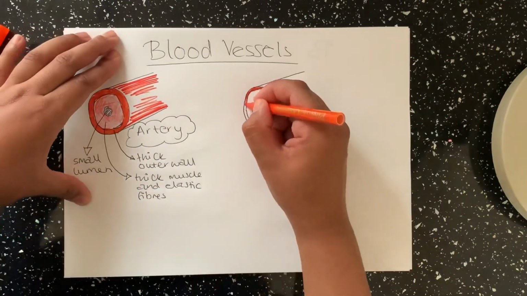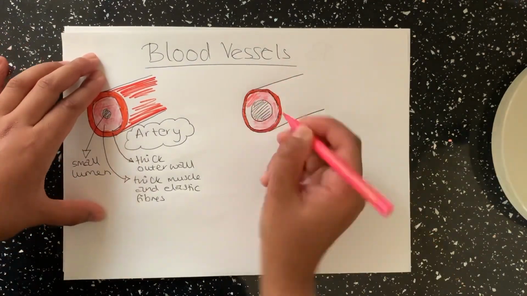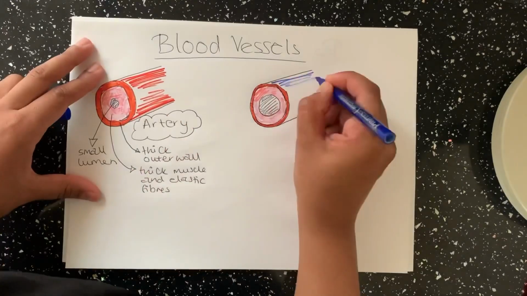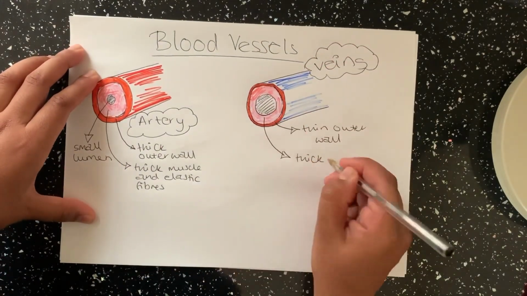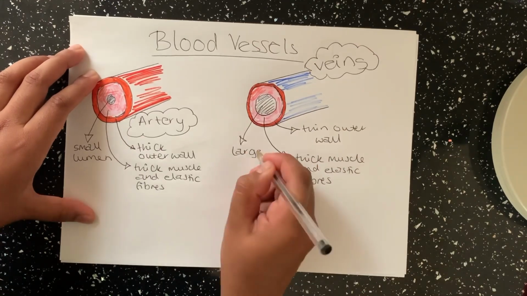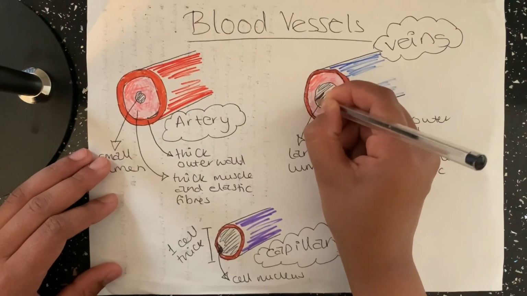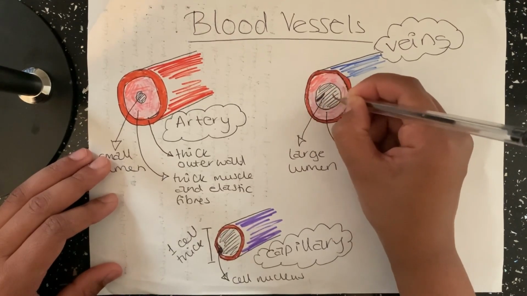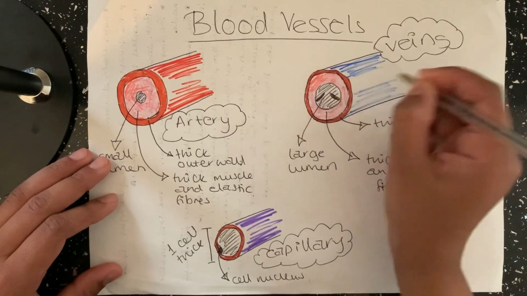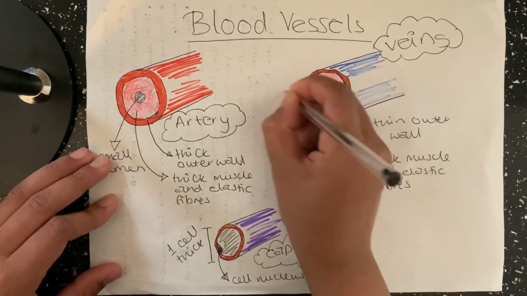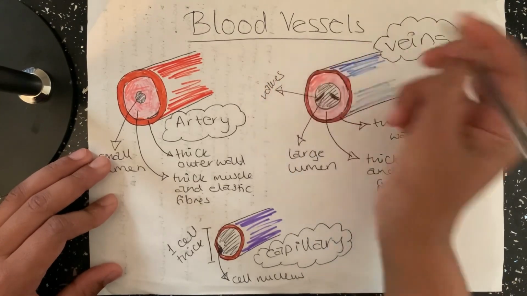As you already know, veins carry blood to the heart, and as the blood is going back to the heart and hasn't been pumped away from the heart, the blood is flowing under low pressure, so they have thin outer walls and thin muscle and elastic fibers. At this point I realised I hadn't drawn the valves, so here are valves. Veins have valves to prevent the backflow of blood due to the low pressure. And now I've labelled it.